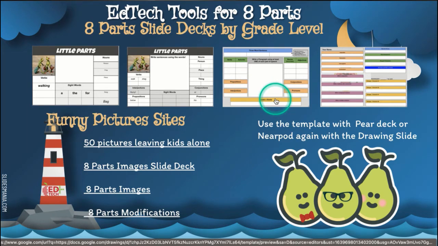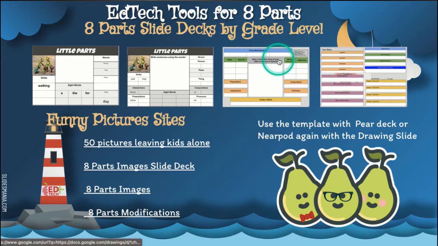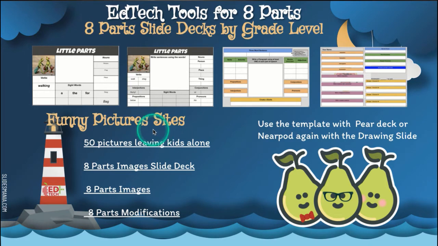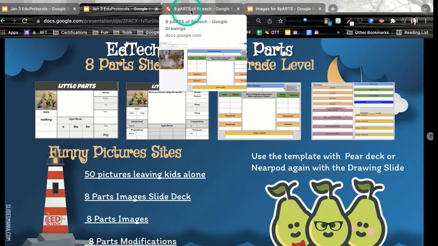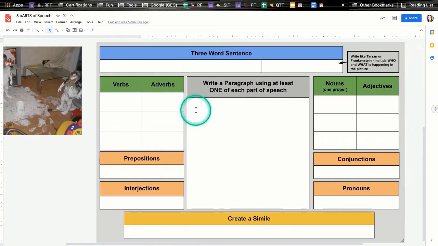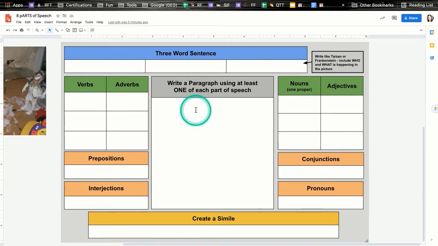What's really great about this framework is there's also something called little parts. So if you're not wanting to build an entire paragraph with 8 parts of speech, you can use sight words and then just focus on nouns and verbs, working with creating full sentences. So here are some different templates and frameworks. If you click on it, you're going to open it. And down here, there are some funny picture sites where you can pull those images up. So I'm going to go up here and open up this Google Drawings version just to show you how you can use it yourself.